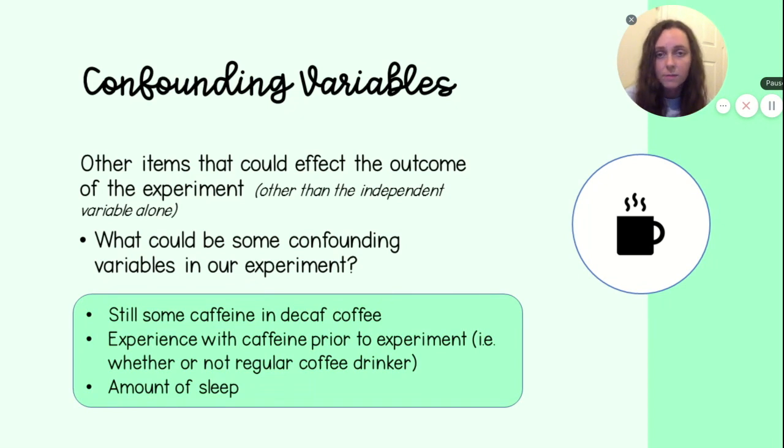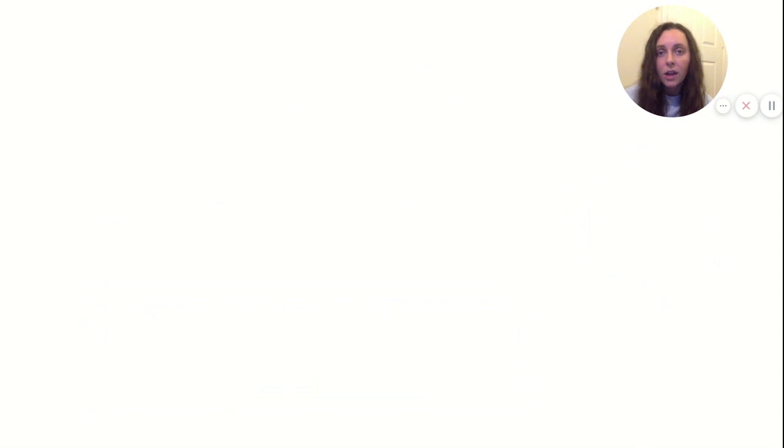We don't want these. Confounding variables are not good. So that is it for this video. I hope you enjoyed it. This is a very important video. Hopefully you took your notes. I would personally go back in my notes and maybe highlight some of those key terms so I know the main vocab words in this unit.